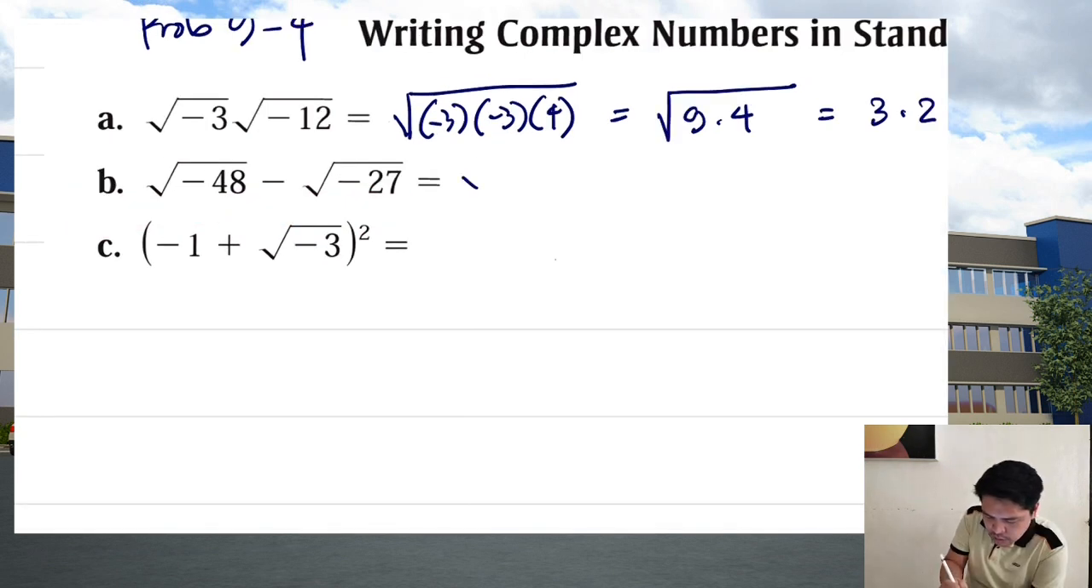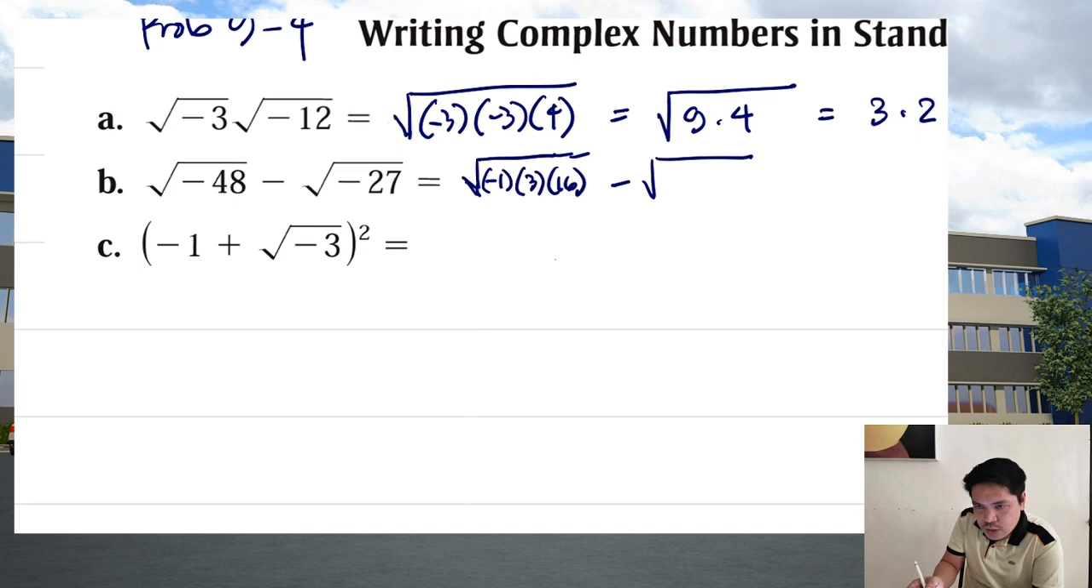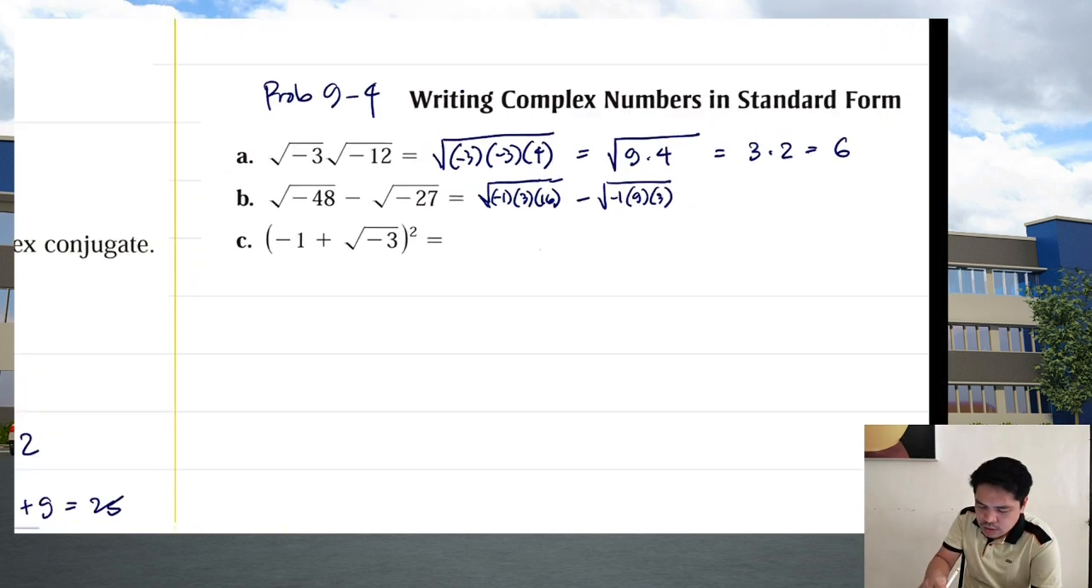Okay? How about for letter B? Let's start with this square root of negative 48. So, negative 48 is just the product of 3 and 16. Diba? And 16 is a perfect square. So, I can rewrite this as negative 1 times 3 times 16. Isali natin si negative 1, that would make that negative. Minus, how about 27? 27 is 9 times 3. So, negative 1 times 9 times 3.